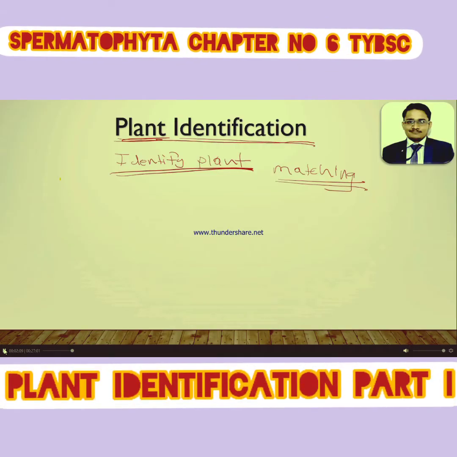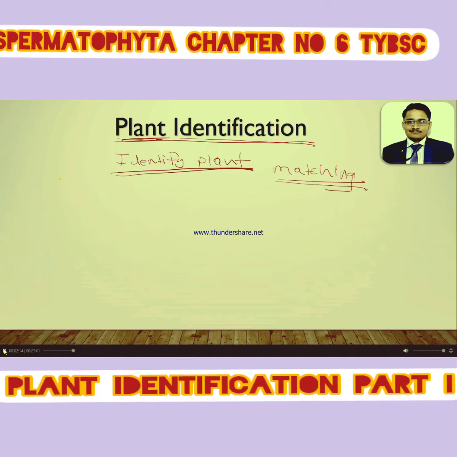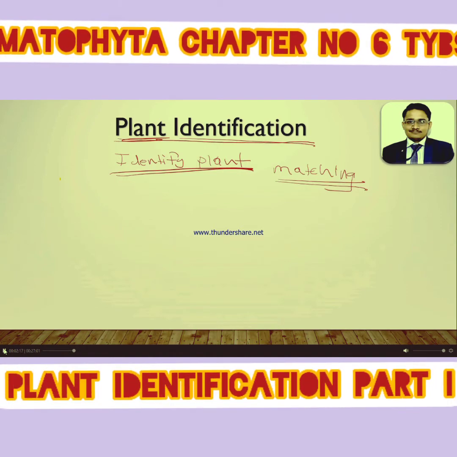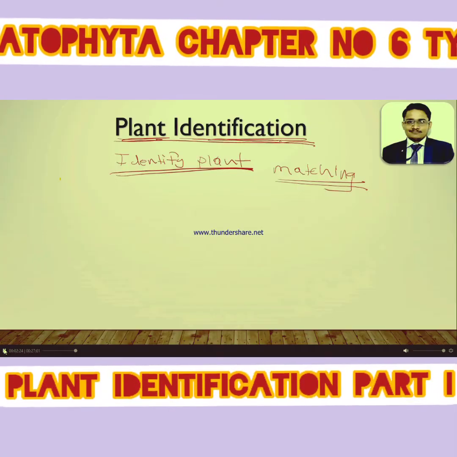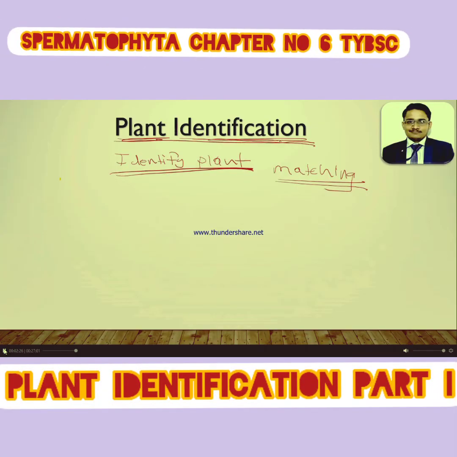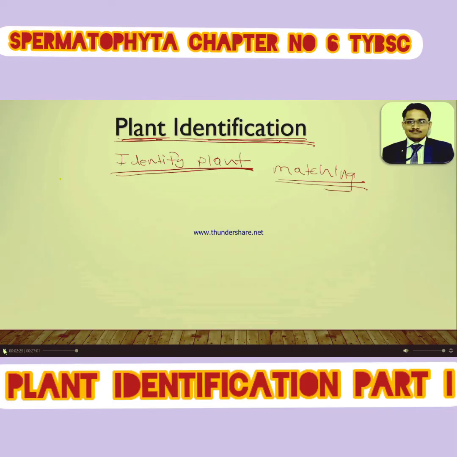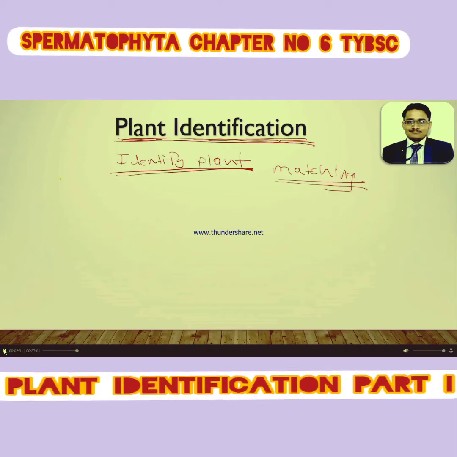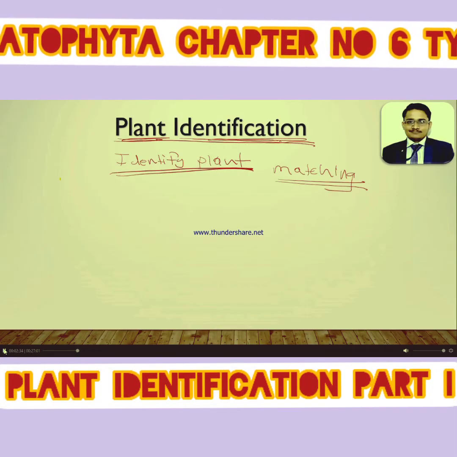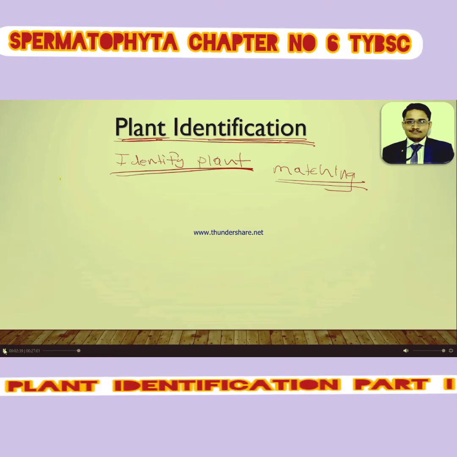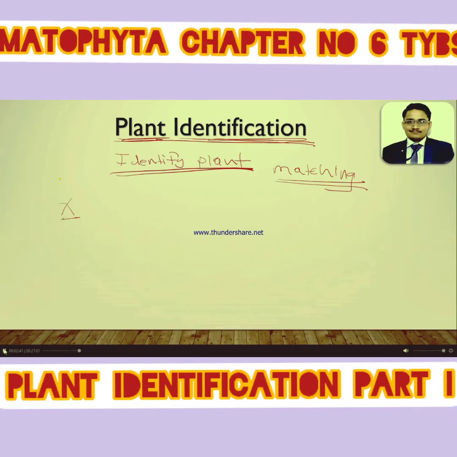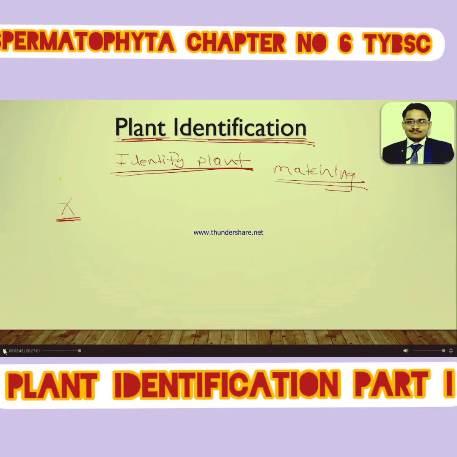Let's see. First I will explain the definition of plant identification, then go deeper. Plant identification is nothing but identifying a given plant with the help of different taxonomic tools. Giving the same identity, a specific name, and a place in a specific order is known as plant identification. For example, any plant, say X plant. What is plant identification?